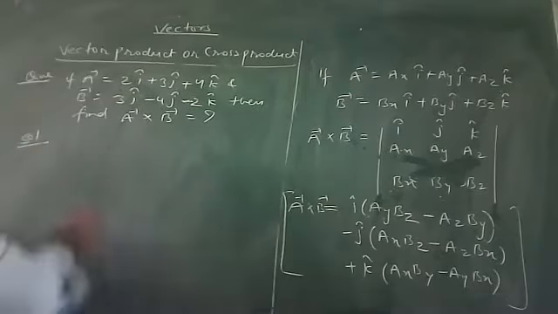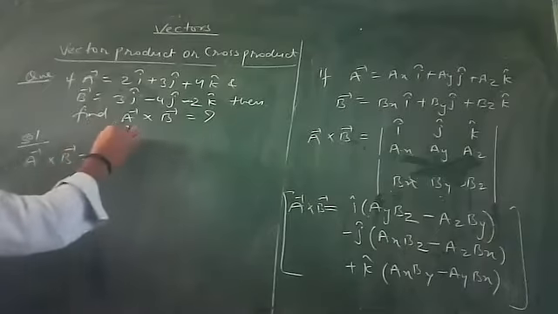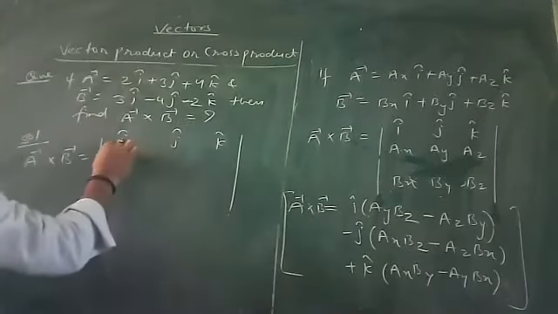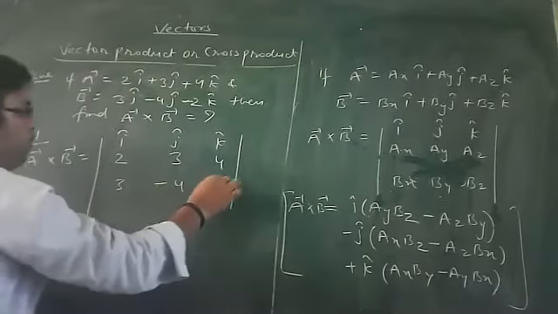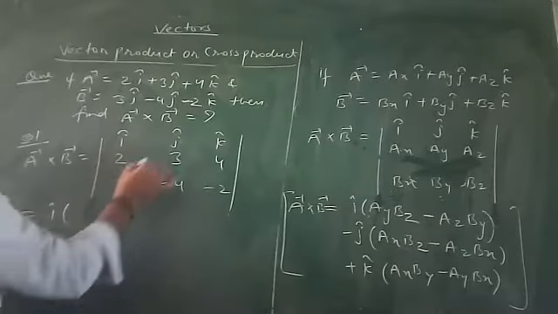I am just writing it. I want to solve A cross B. A cross B is equal to the determinant with i cap, j cap, k cap. The values are here 2, 3, 4, and here you will get 3, minus 4, minus 2. Now how will the result come? First you will write i cap. For i cap, leave this one. Multiply these two.